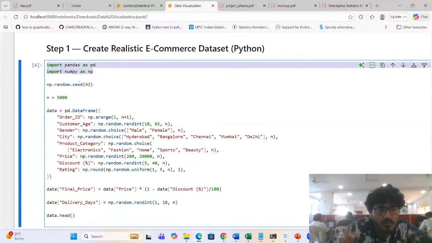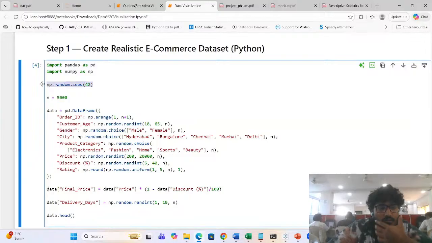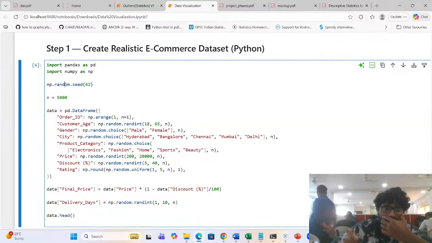Next, I'm setting up. See, guys, you know packages, modules. There is a library or package called NumPy. In that library, we have a module called random. This random is specifically used to generate random numbers. Getting my point? What is this seed? Seed is equal to 42.